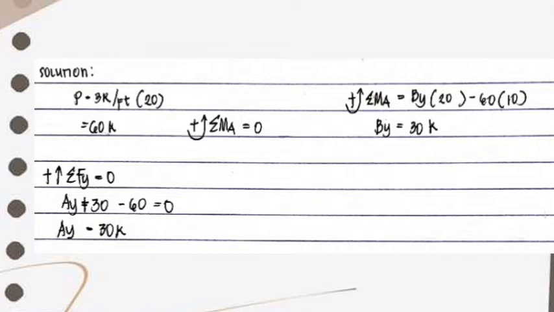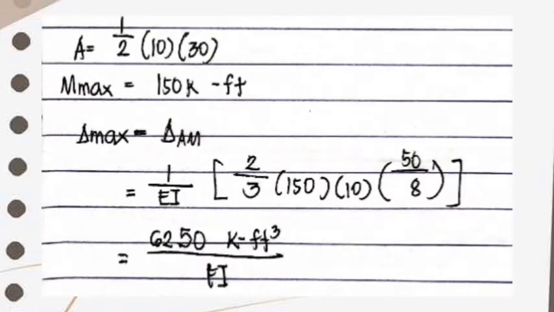The summation of forces in Y is equal to 0. Ay plus 30 minus 60 is equal to 0, so our Ay now is equal to 30 K. So A is equal to 1/2 times 10 times 30. So our M max is equal to 150 K-ft.